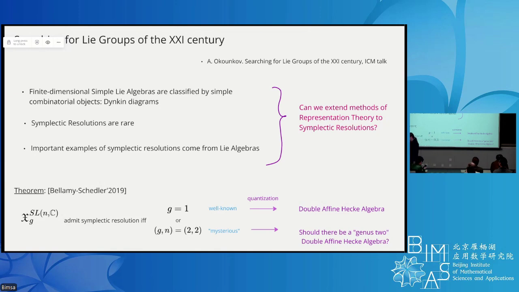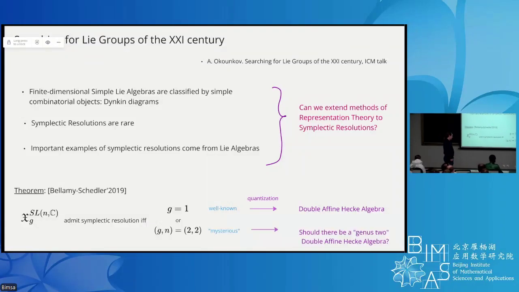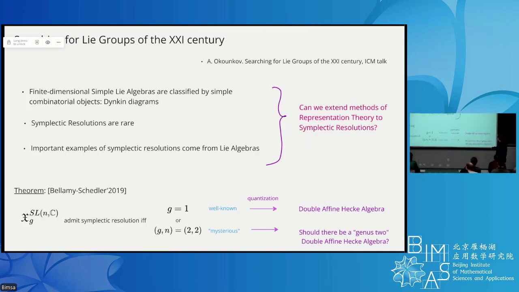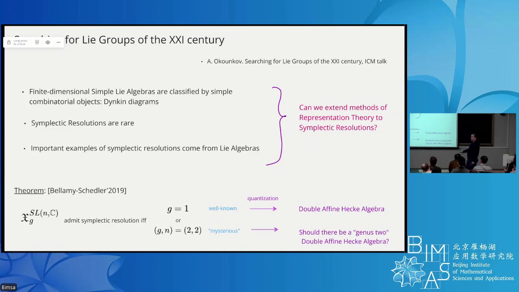So symplectic resolutions are rare, and major examples of symplectic resolutions come from the nilpotent cone of Lie algebras. Another, but closely related, is this double-affine Hecke algebra. So this led some other brilliant people, including Andrei Okounkov, to propose a philosophy which roughly is called symplectic representation theory.